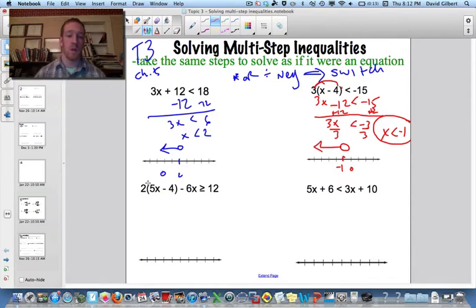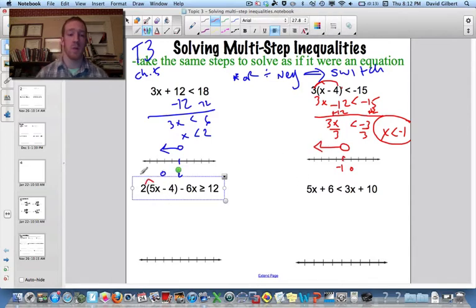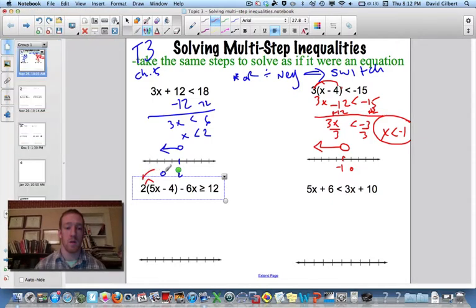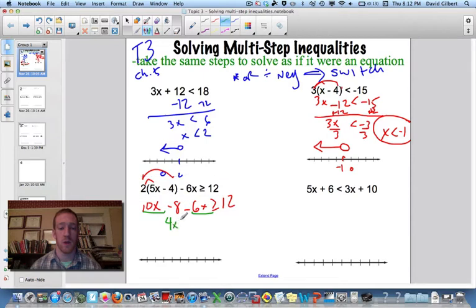Cool. So here we distribute. Bing, bam, boom. Okay then. 10x minus 8 minus 6x is greater than or equal to 12. So here we have to combine like terms. These are like terms on the same side. They have to be on the same side to be combined like terms. And 10x minus 6x is a 4x. Still got the minus 8. It's greater than 12. Add 8 to both sides.